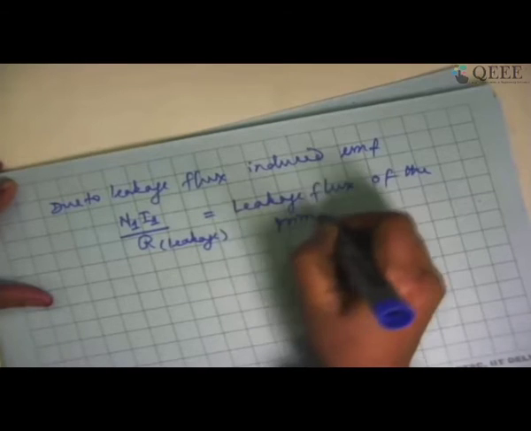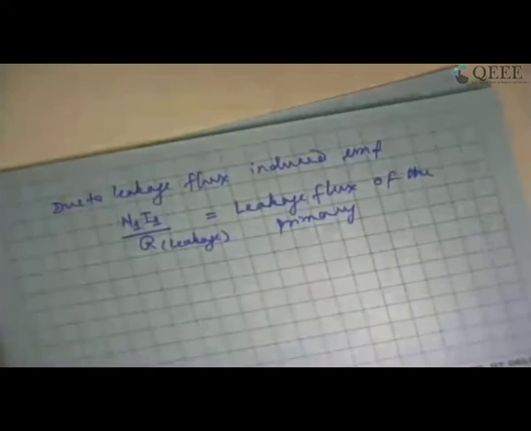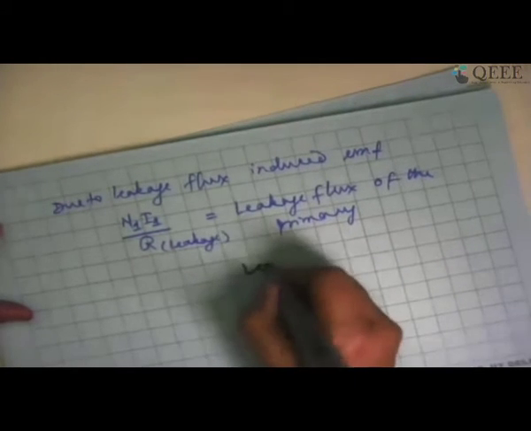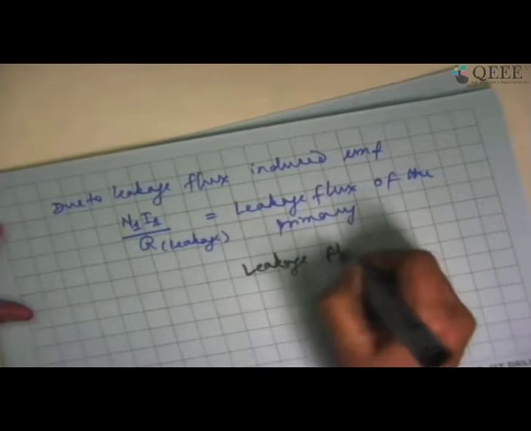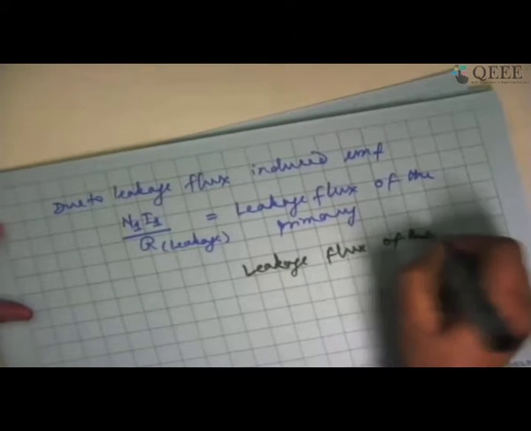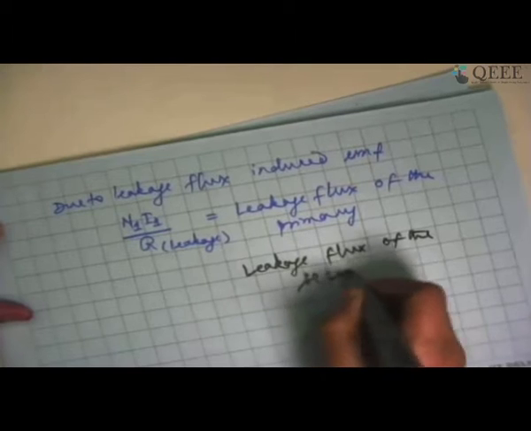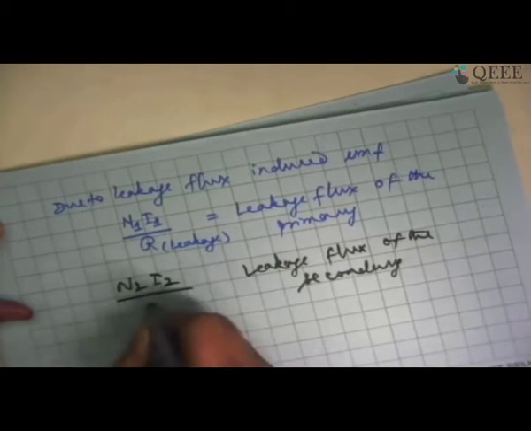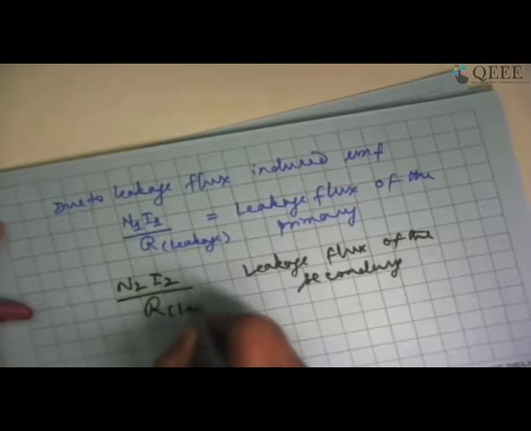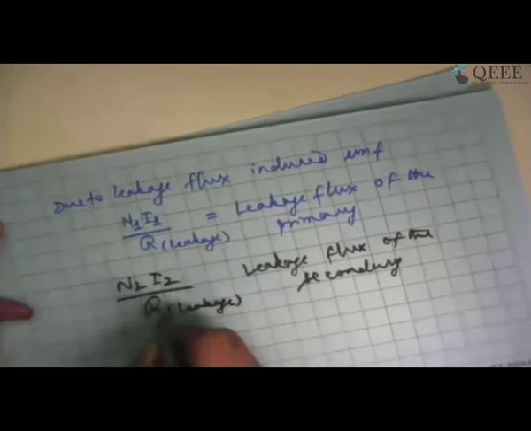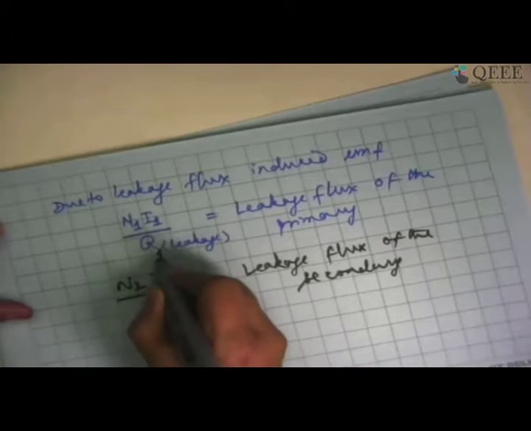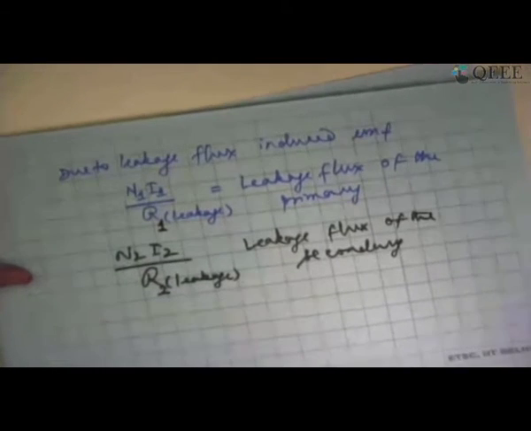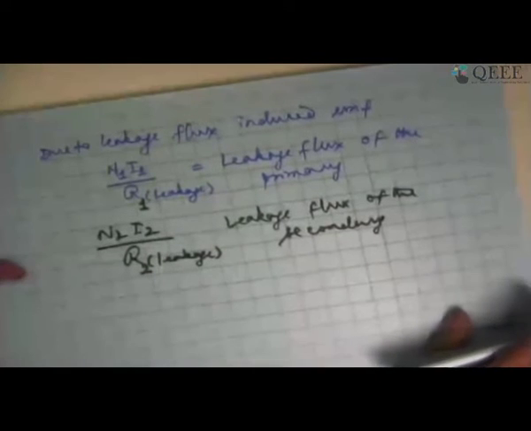Similarly, I should be able to write the leakage flux of the secondary as, I can say that it is N2 multiplied by I2 divided by R. This is the leakage corresponding to secondary. Let me write this as R2. Maybe I can write this as R1. So I'm going to have these two as the two leakage fluxes.